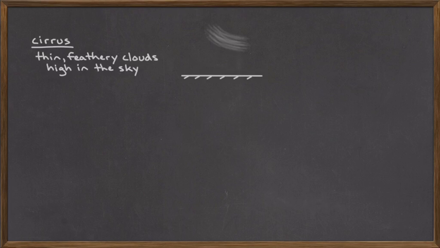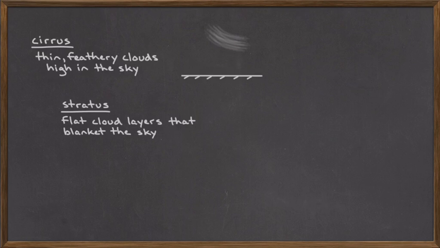The second basic cloud type is stratus. Stratus clouds are characterized as being layers of clouds. So they're flat clouds, flat cloud layers that blanket the sky. They're the kind of cloud that will cover a significant portion of the sky. They're relatively flat when you look at them from below, and they just look like a big layer of clouds. So these are the classic clouds that you would find on a gray sky day. They are classic gray sky clouds.